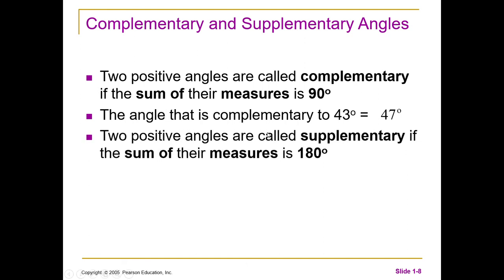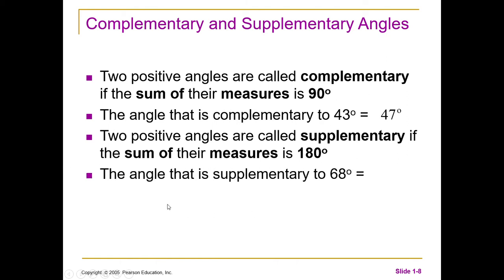The positive angles are called supplementary if the sum of their measures is 180 degrees. So the angle that is supplementary to 68 degrees, 180 degrees minus 68 degrees is 112 degrees. So yan yung supplementary angle niya. Kailangan equal sa 180. Ito equal sa 90 degrees. Kaya sa complementary. Ito naman ay supplementary. Diba?